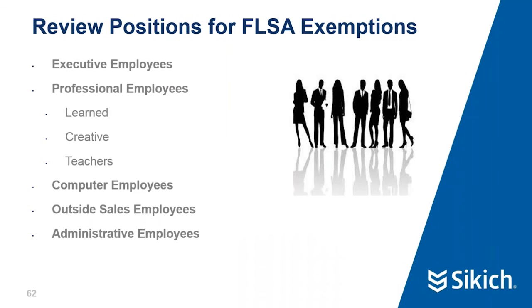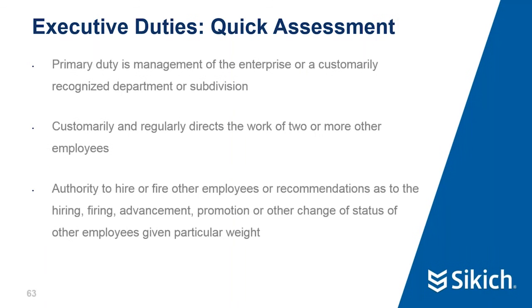So we're going to review the positions. Again, you're going to look at your executives, your professionals, your computer employees, your outside sales, and your administrative employees. I've given you some information here that I'll just quickly run through where you could do a quick assessment. For example, with this one, looking at their primary duty of an executive is management of the enterprise or customarily recognized department or subdivision. They regularly direct the work of 2 or more employees. Now, what's key there is it is full-time equivalent, not just 2 employees. So it could be 4 part-time.